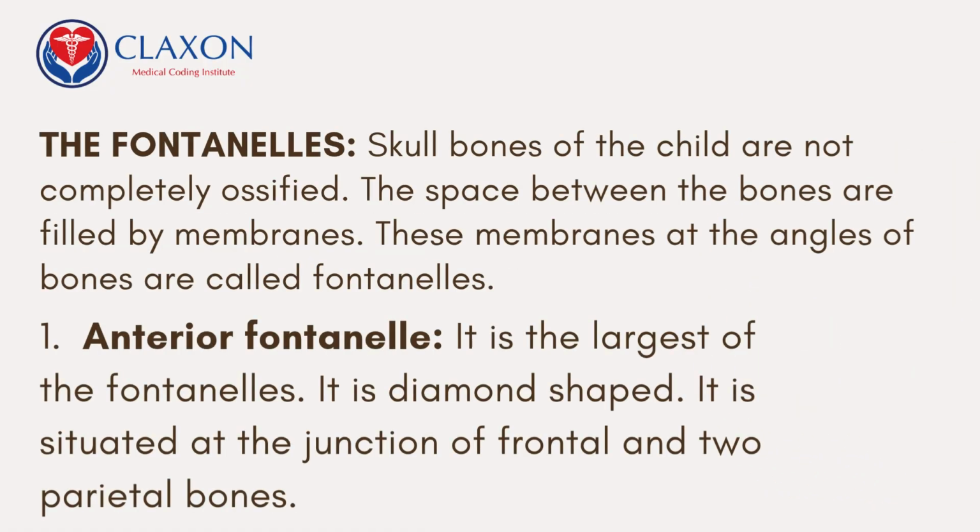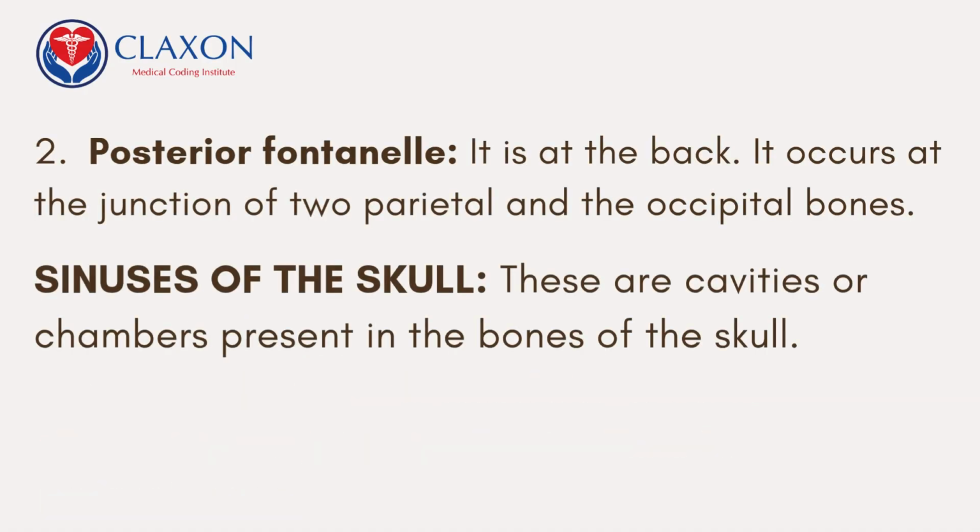The fontanelles. Skull bones of the child are not completely ossified. The spaces between the bones are filled by membranes. These membranes at the angles of bones are called fontanelles. Anterior fontanelle. It is the largest of the fontanelles. It is diamond-shaped. It is situated at the junction of frontal and 2 parietal bones. Posterior fontanelle. It is at the back. It occurs at the junction of 2 parietal and the occipital bones.